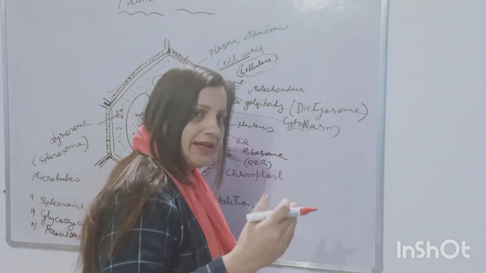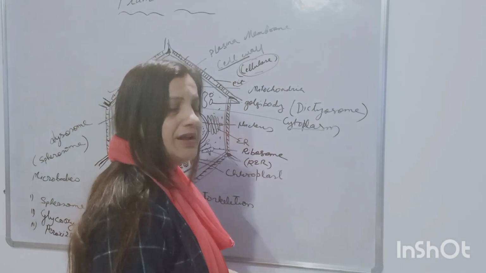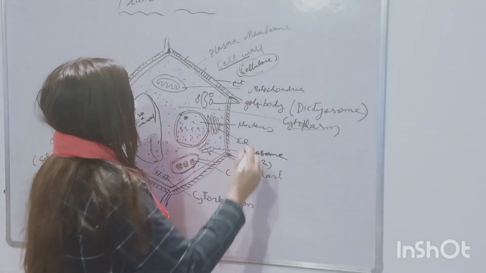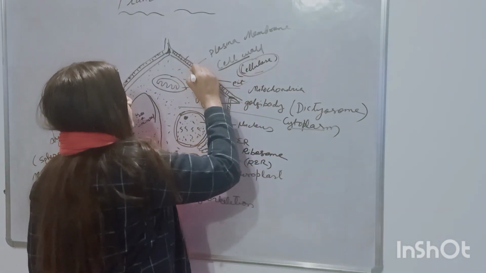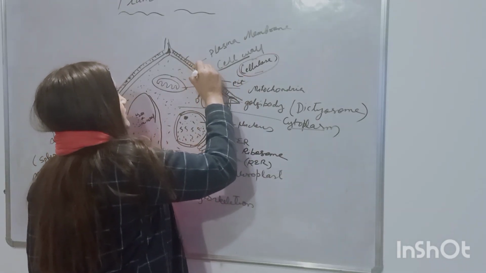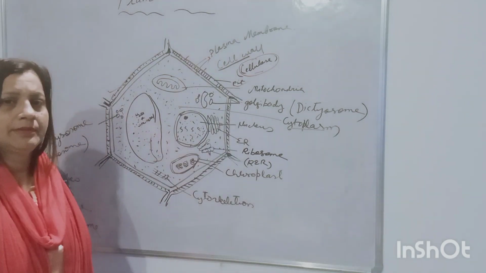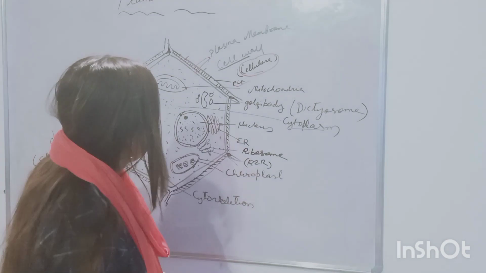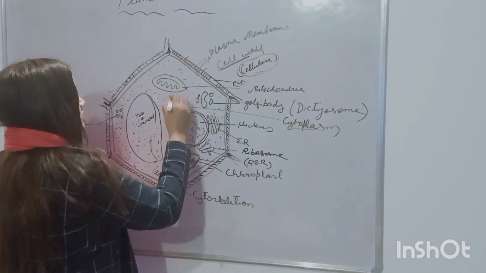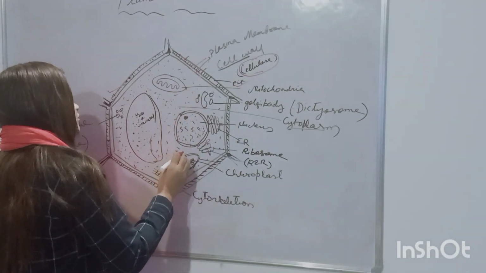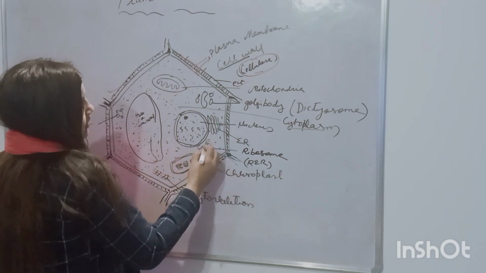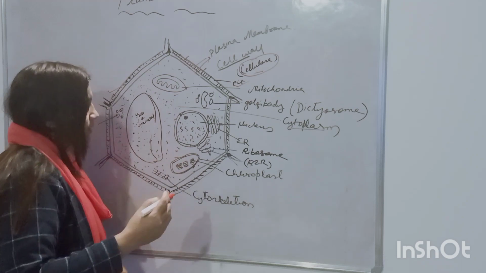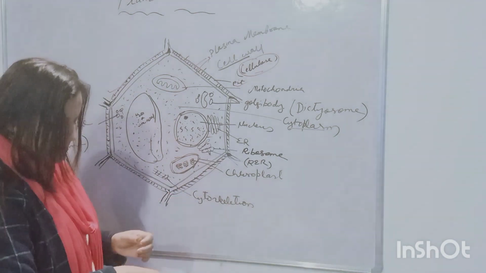After the cell wall, inside there is the plasma membrane, and just like in the animal cell, it is an outer covering. This one is your plasma membrane. And the organelles that are present in the plant cell are nucleus, mitochondria, chloroplast, endoplasmic reticulum, ribosome, lysosome, cytoskeleton, so many organelles are there.